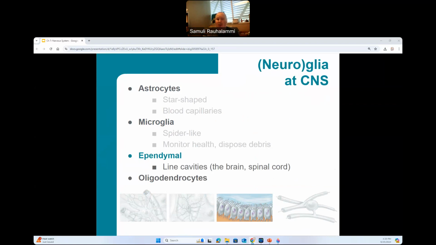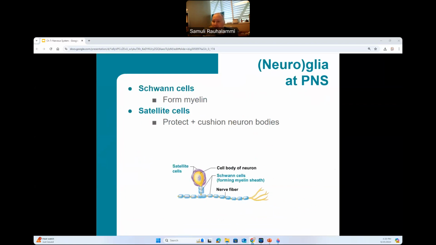And finally, from the central nervous system neuroglia, the one we want to look at is the oligodendrocytes. We already discussed this briefly. They are responsible for producing myelin in the central nervous system, and they do this by wrapping around the nerve fibers and forming this myelin layer around the axon. But in addition to the central nervous system neuroglia, we also have neuroglia in the peripheral nervous system. So I have two more neuroglia for us to look at. Schwann cells are responsible for forming myelin around the nerve fiber axons in the peripheral nervous system, whereas satellite cells protect and cushion the nerve cell bodies.